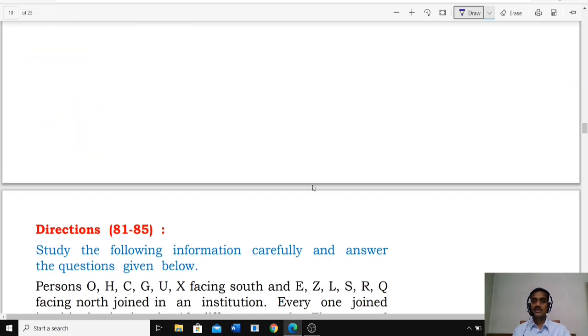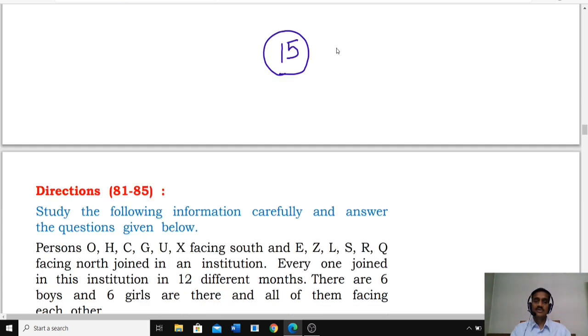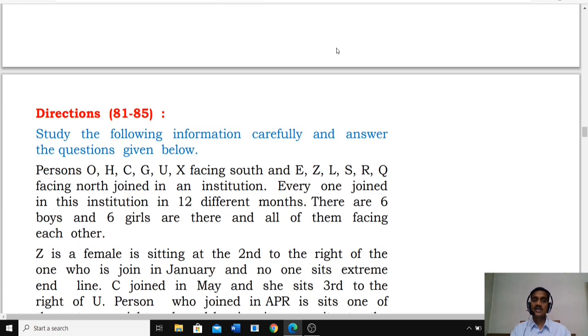Done with this. Now question number 66 to 80, if you observe, these 15 questions, there is no chance of missing even one, they are that easy. These 15 questions will take at most 7 to 8 minutes. Even if you go slowly, there is no chance of going beyond 8 minutes. There is no chance of missing a single question.